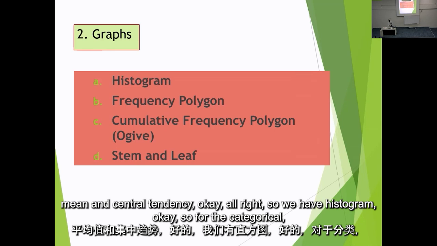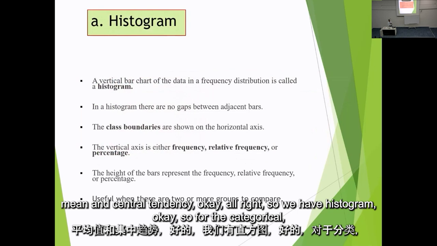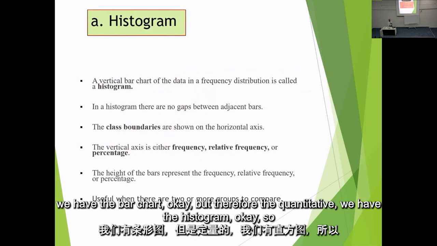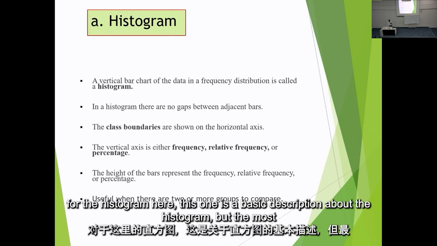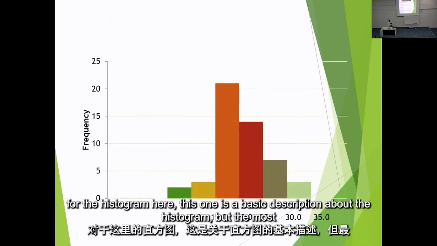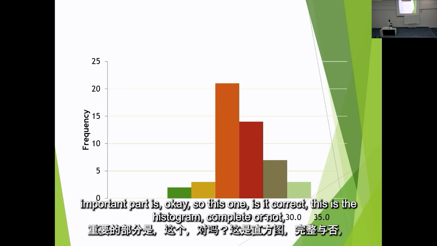All right, so we have the histogram. For categorical data we have the bar chart, but for quantitative data we have the histogram. This is a basic description of the histogram, but the most important part is, is this histogram correct?